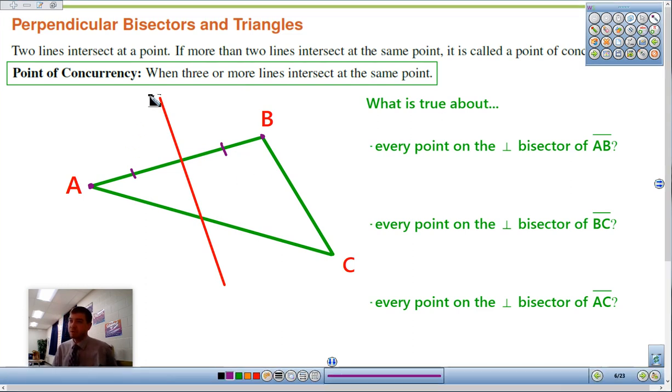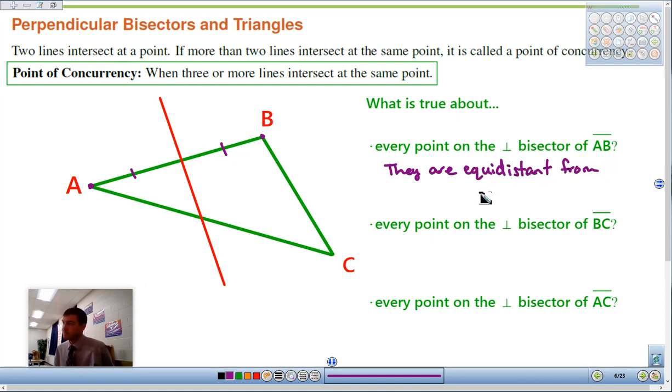What is true about every point on this segment that I just drew? The answer to that should be every point on the perpendicular. They are equidistant from points A and B.